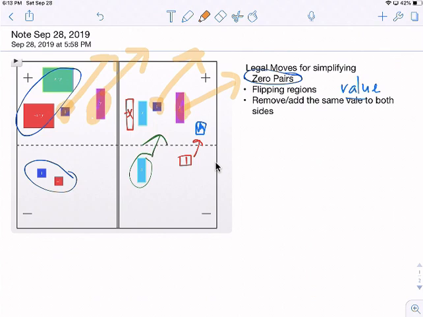They do have to be the same value, so it can't be a positive y on one side and a negative y on the other. That is something you need to be careful of. And those are legal moves.